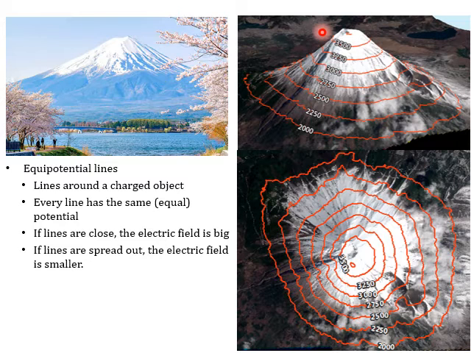Something these lines can tell us is how the height of Mount Fuji changes. If the lines are close together, for example right here, the height changes very rapidly. It gets steeper, so it's very steep. If the lines are spread out, the height doesn't change very rapidly. It's more shallow, it's closer to level. So like a contour map with contour lines shows the height of Mount Fuji, an equipotential map with equipotential lines shows the electric field around a charge.